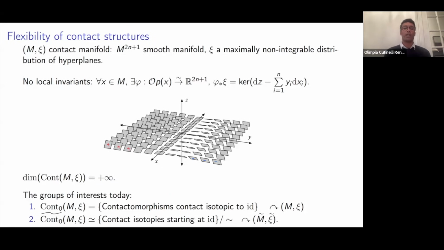The group of interest today won't be the whole group of contactomorphisms, but contactomorphisms that are contact isotopic to the identity, which I denote by Cont_0, and then its universal cover, which I denote by Cont tilde. The easiest way to think about this universal cover is as the space of contact isotopies starting at the identity, where you identify two isotopies if they are homotopic relative to endpoints.